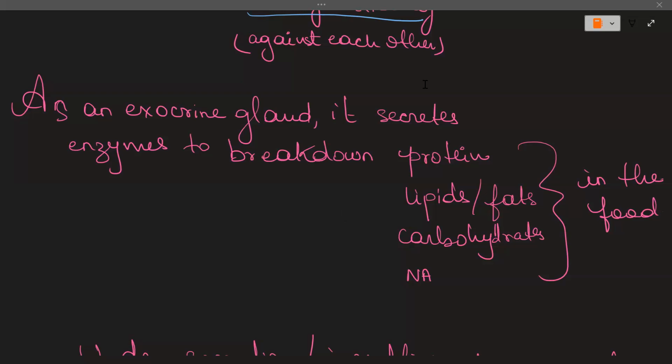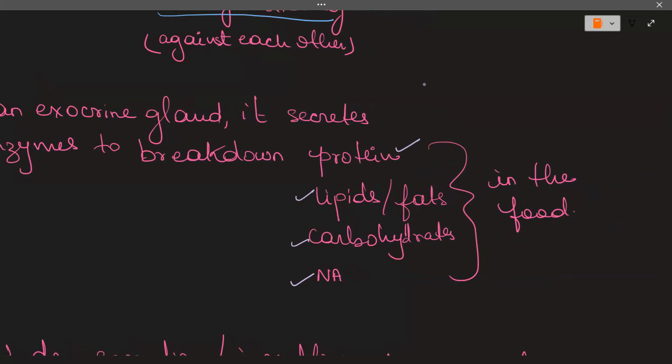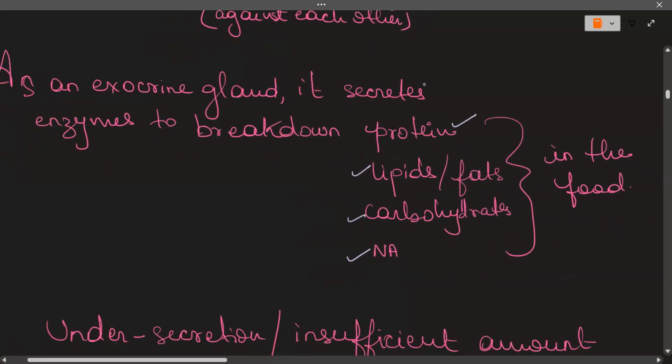So now, pancreas, as an exocrine gland, secretes enzymes which are helpful in the digestion process. You might remember it from life processes. The secretions from the pancreas are responsible for the digestion of protein, lipids, carbohydrates, and nucleic acid. All of these components are present in our food, and for us to derive nutrition, we need to digest it. It is broken down with the help of the enzymes secreted by the pancreas acting like an exocrine gland. Got it?